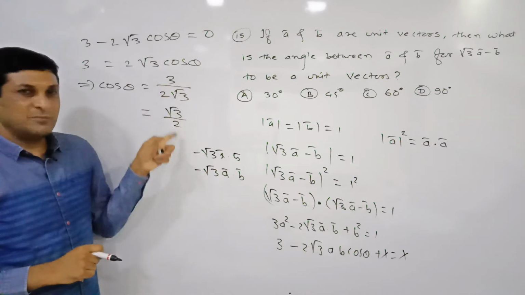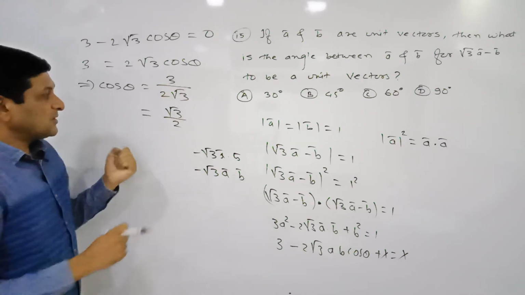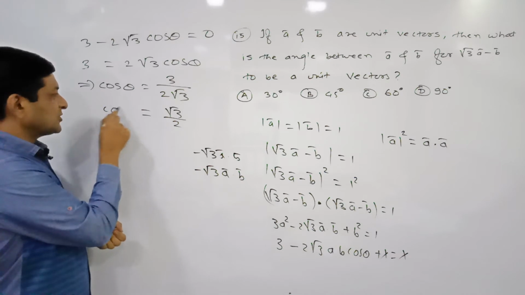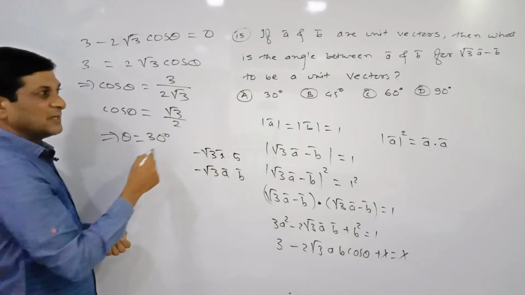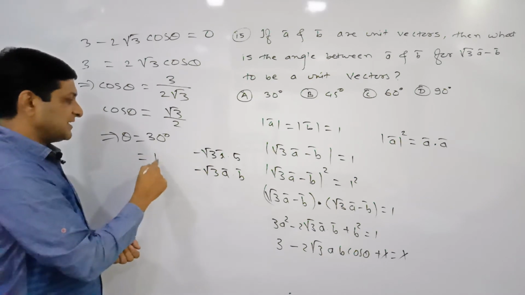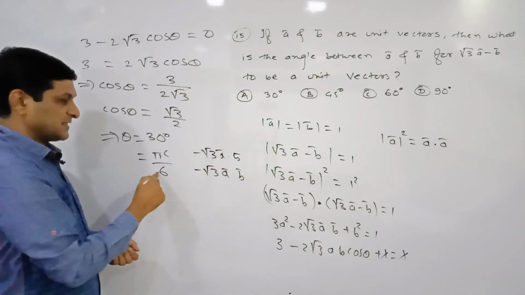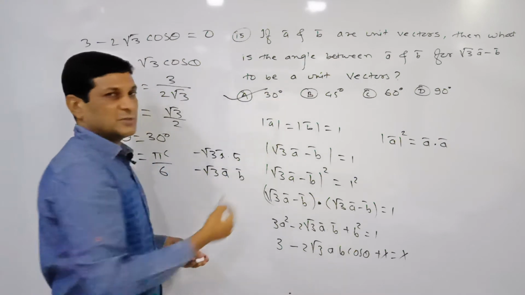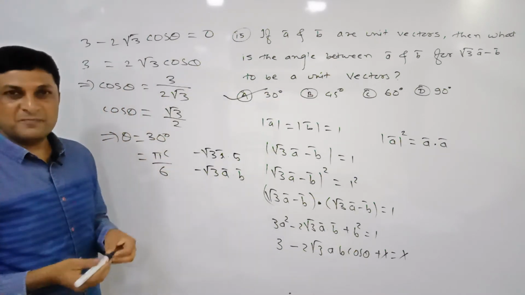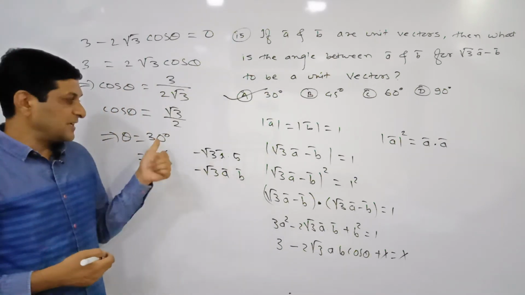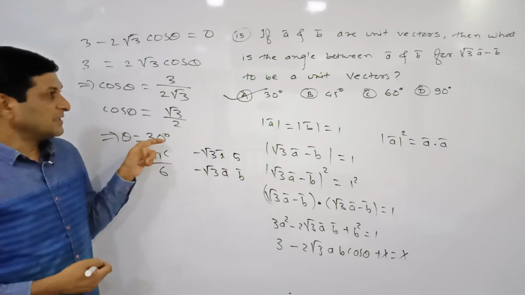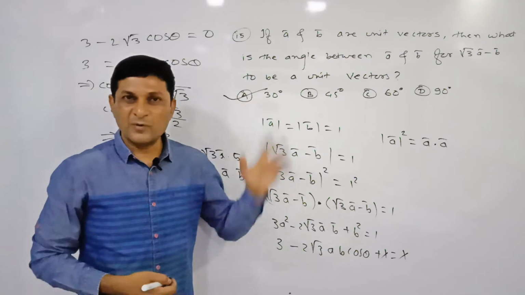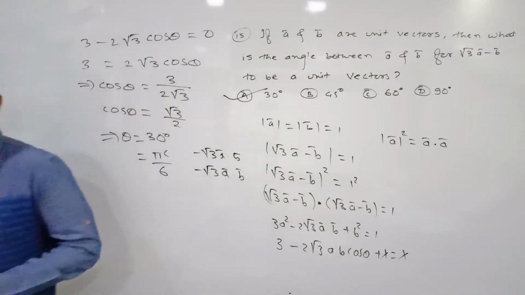So their division will be root 3 by 2. Now if cos theta is root 3 by 2, it implies that theta is equal to 30 degree, or we can say that its value is pi by 6. Here 30 degree is given to us, just 30. It may be possible that this value is given in degree measure or in radian measure. So here the angle between a bar and b bar will be equal to 30 degree.